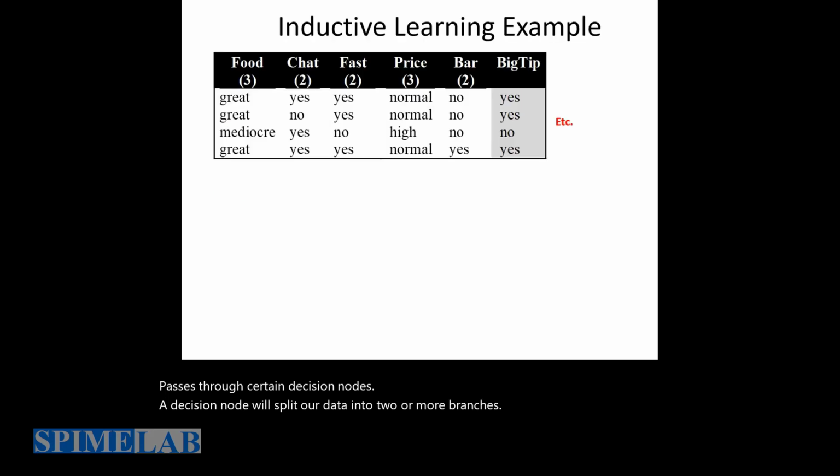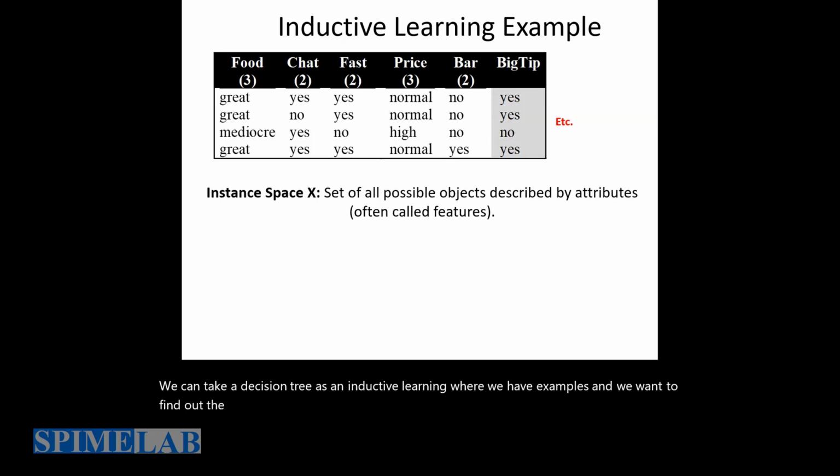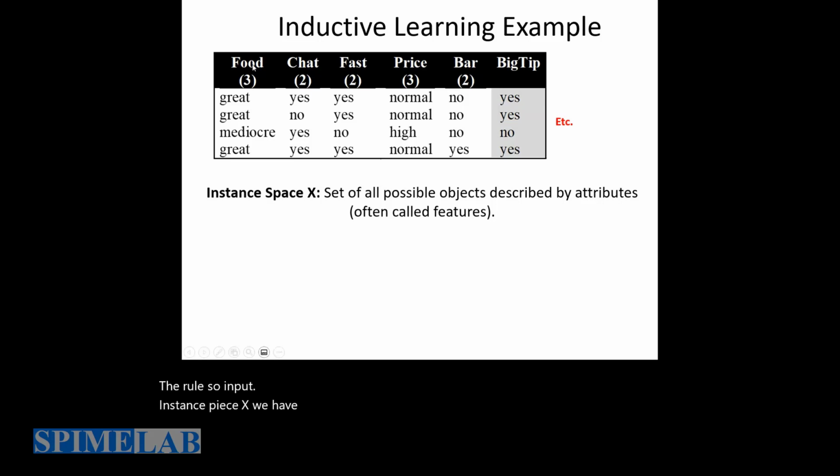For example, we can take a decision tree as inductive learning where we have examples and we want to find out the function, the rule. So the input instance space X, we have these attributes: food, chat, fast, price, bar, and the amount of tip is the label.